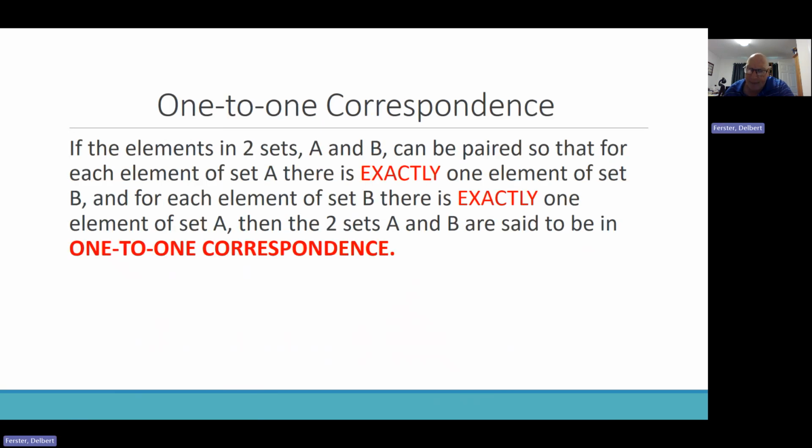Equals is different than one-to-one correspondence. If sets are in a one-to-one correspondence, they can be paired up so that for each element of A, you can find exactly one pairing element of B. So if two sets are in a one-to-one correspondence, they don't have to be equal, but they have to have the same amount of terms. I'm going to throw you a word here that we'll catch later: they have to have the same cardinality. They have the same number of terms in the sets.